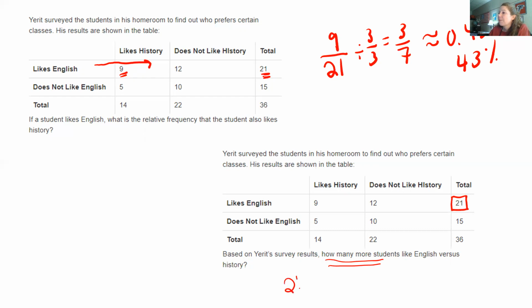21. And how many total students, I'm sorry, those are the students that like English, excuse me. And how many students like history? Well, there's 14. So how many more in math? That's a subtraction problem. So 21 minus 14 is 7. 7 more students like English than history.